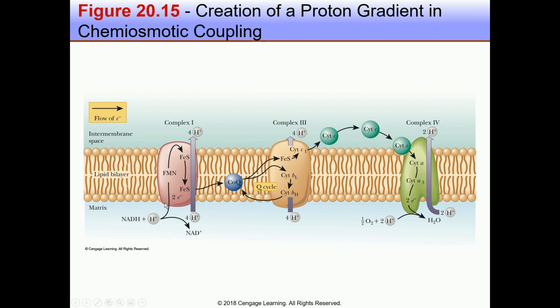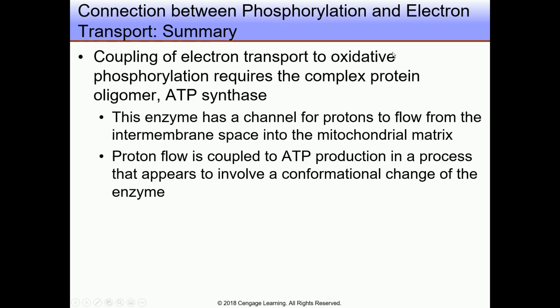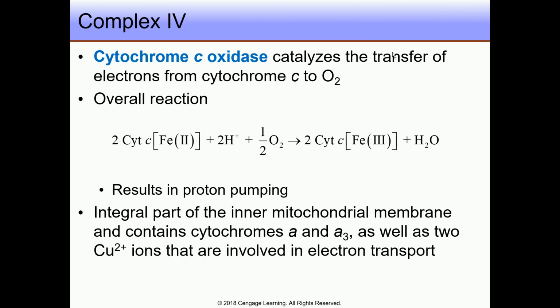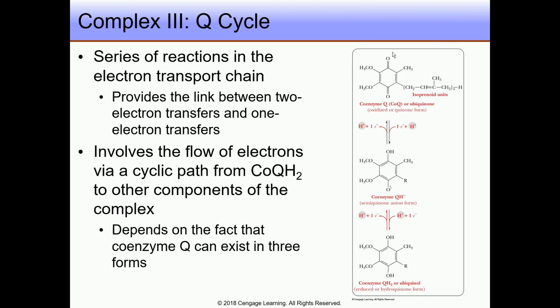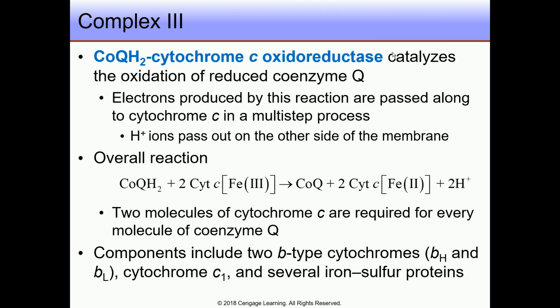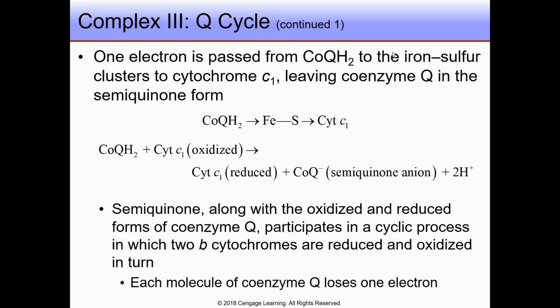So when 2 electrons are delivered by reduced NAD plus, which is NADH, to the first complex, these electrons flow through all these protein complexes. In total 10 protons are pumped into the intermembrane space.